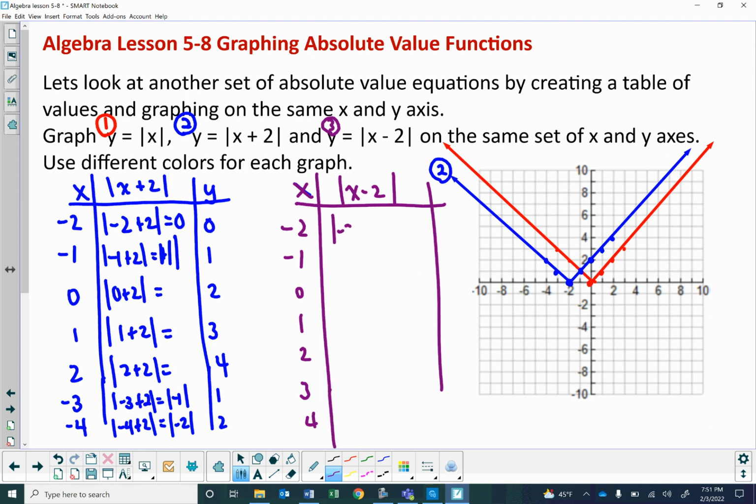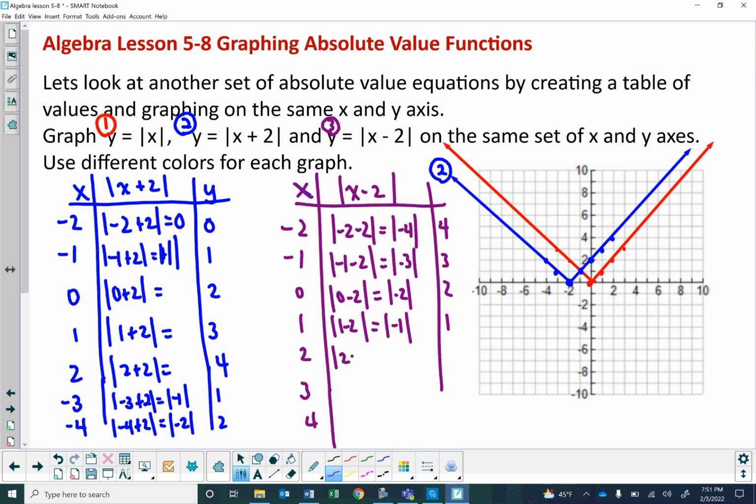So I have the absolute value of negative 2 minus 2, which is the absolute value of negative 4, which is 4. Absolute value of negative 1 minus 2, which is the absolute value of negative 3, which is 3. The absolute value of 0 minus 2, which is the absolute value of negative 2, which is 2. Absolute value of 1 minus 2 is equal to absolute value of negative 1, which is 1. The absolute value of 2 minus 2 is the absolute value of 0, which is just 0. The absolute value of 3 minus 2 is the absolute value of 1, which is 1. The absolute value of 4 minus 2, which is the absolute value of 2, which is 2.